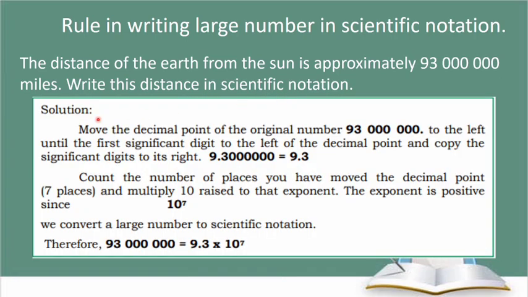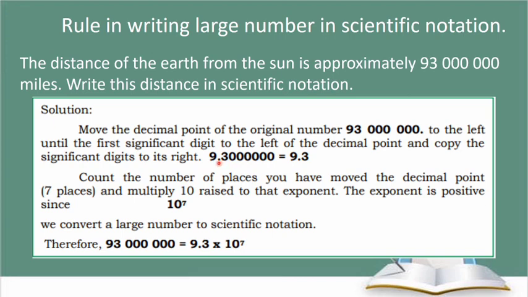So the solution will be: move the decimal point of the original number, 93 million, to the left until the first significant digit is to the left of the decimal point, and copy the significant digits to its right. So we have here the 93 million. From here, this is the decimal point of a whole number. We will move the decimal point to the left. So we have 1, 2, 3, 4, 5, 6, 7.